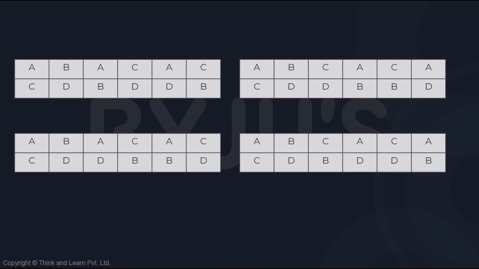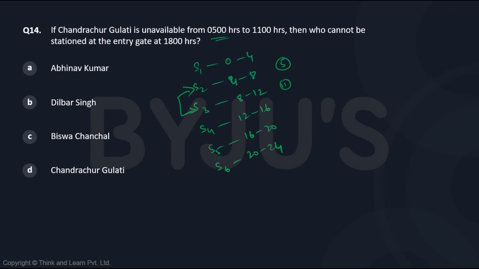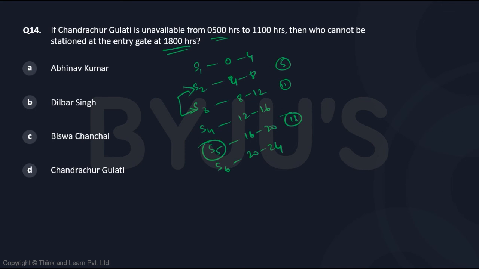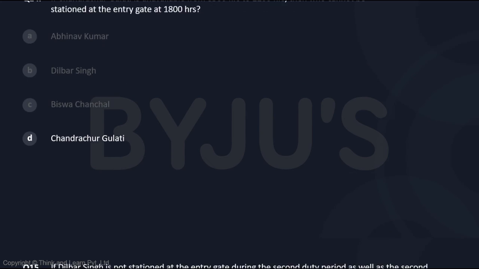So C is not there in slot 2 and slot 3. Let's look at the cases. So this is slot 2, this is slot 3. C should not be there. So this is a possible case. Slot 2, slot 3, C is not there. Possible case. Slot 2, slot 3, C is already there, not possible. Slot 2, slot 3, C is there, not possible. So we have only two cases possible. In these two cases, who cannot be stationed at 18 hours? 18 hours is here, which is slot number 5. So slot number 5 is here. So A, D, you have A, B. So who is missing? C himself. C cannot be there in slot number 5. So the answer is option D, D for Delhi, Chandrachud Gulati. Right? Moving on to the next question.